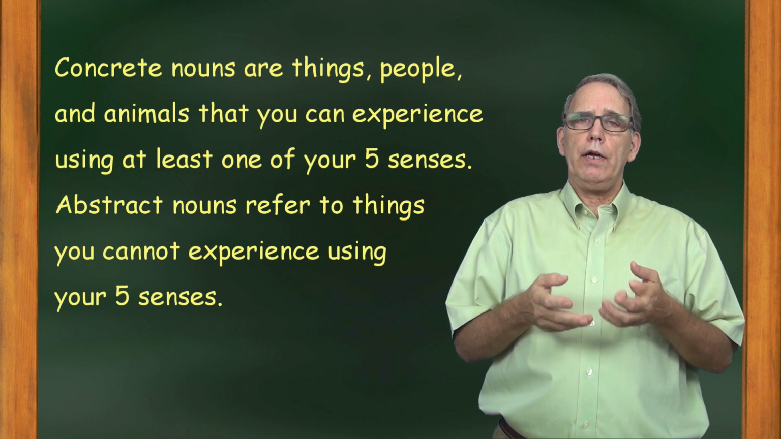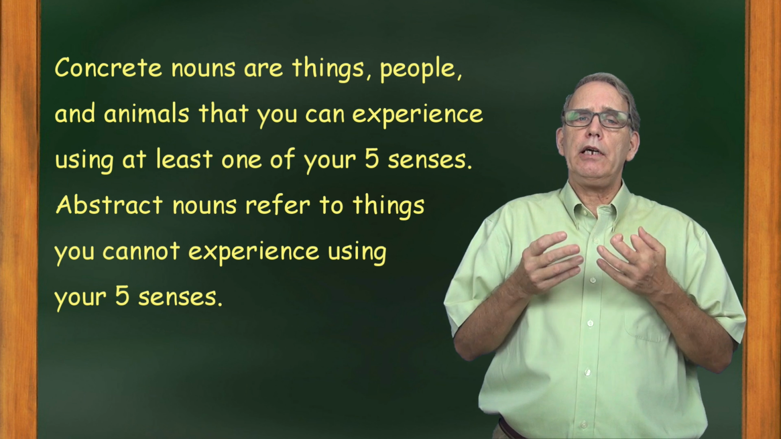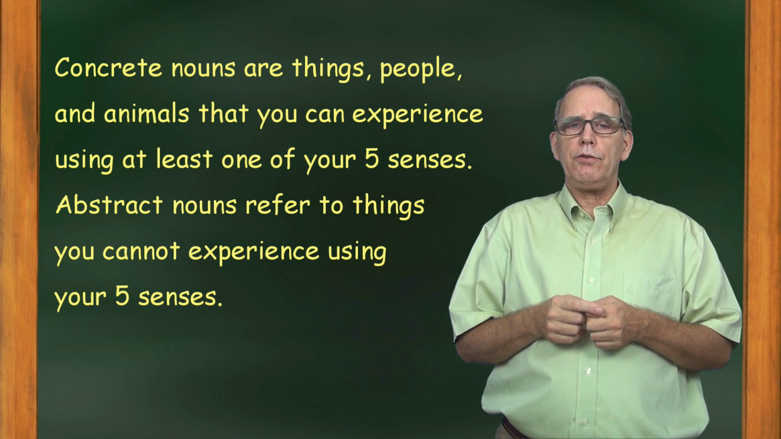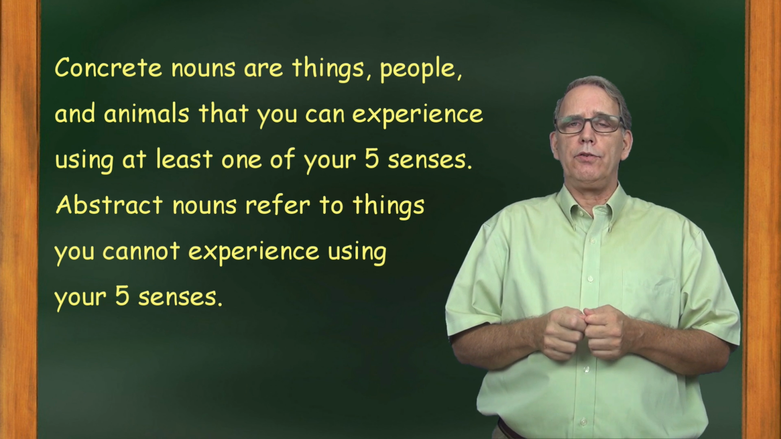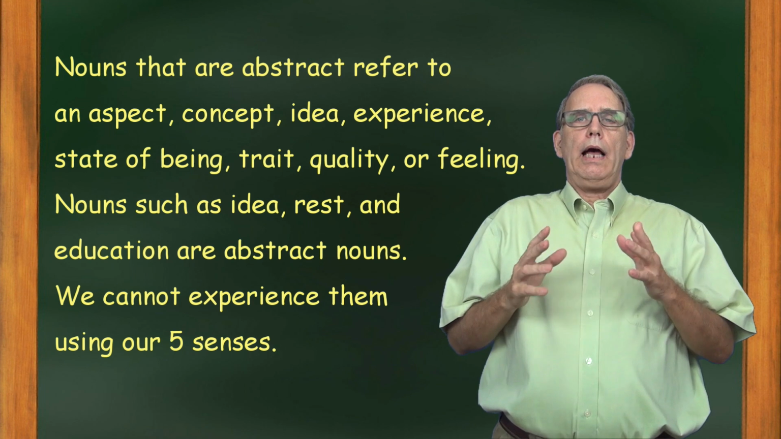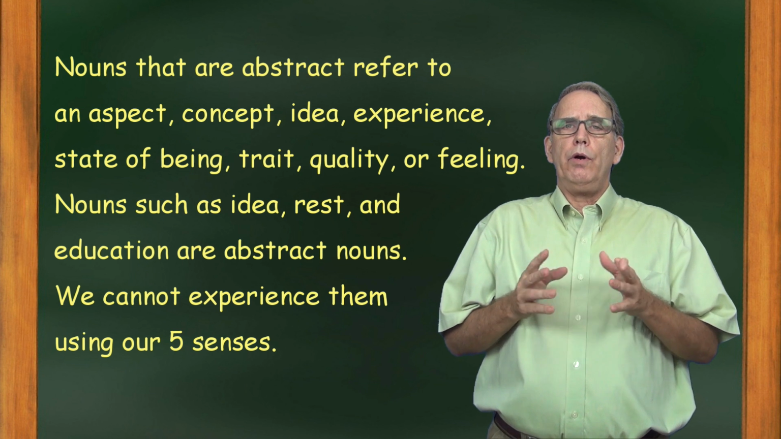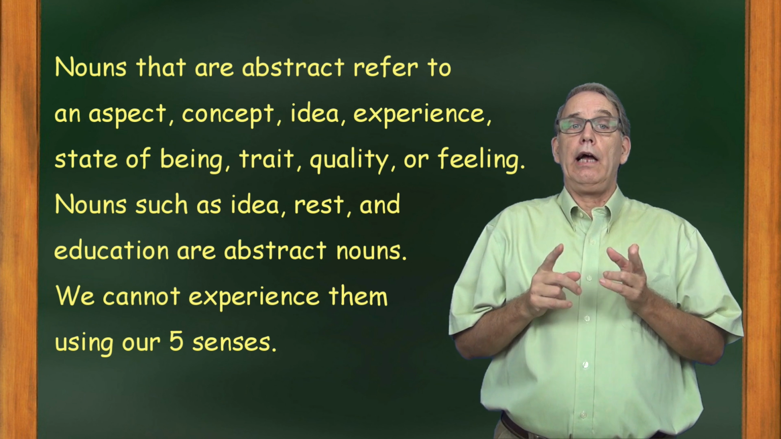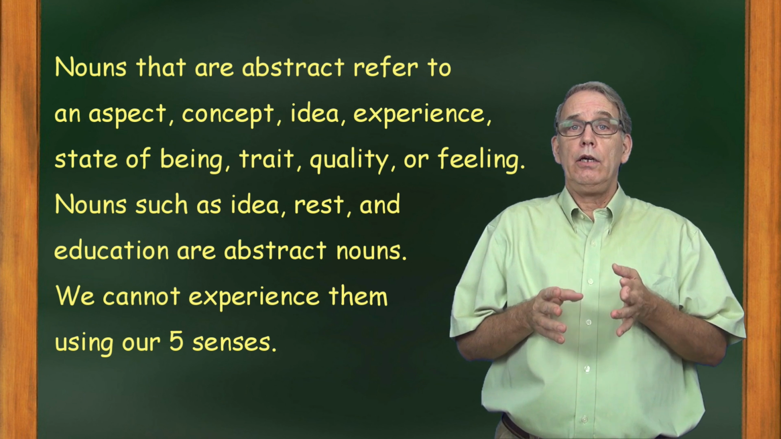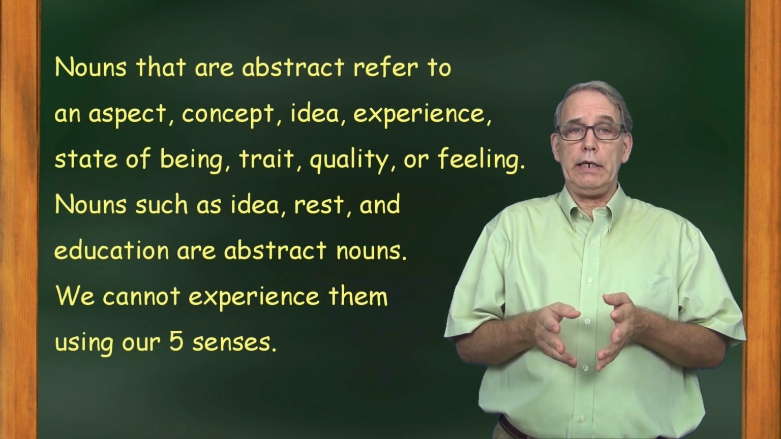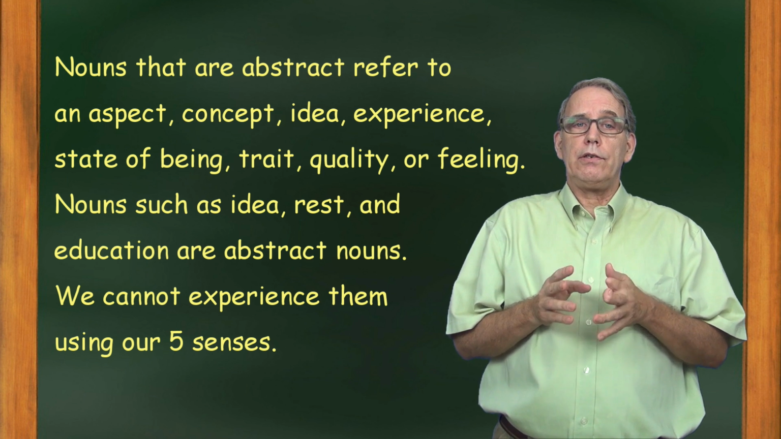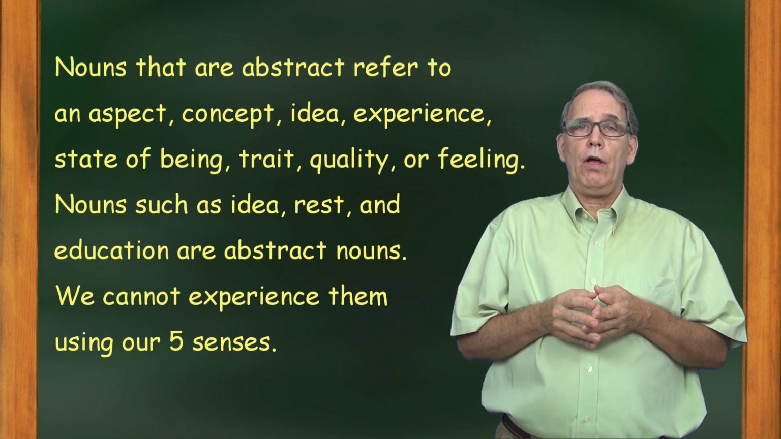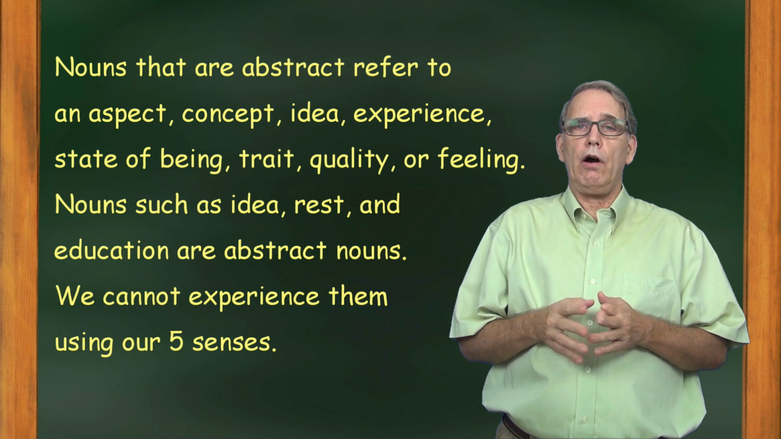Concrete nouns are things, people, and animals that you can experience using at least one of your five senses. Abstract nouns refer to things you cannot experience using your five senses. Nouns that are abstract refer to an aspect, concept, idea, experience, state of being, trait, quality, or feeling. Nouns such as idea, rest, and education are abstract nouns. We cannot experience them using our five senses.